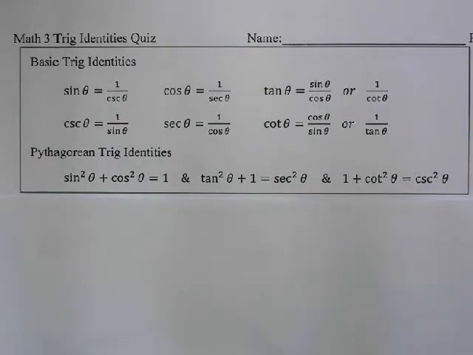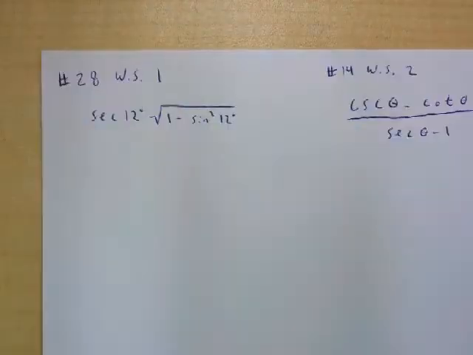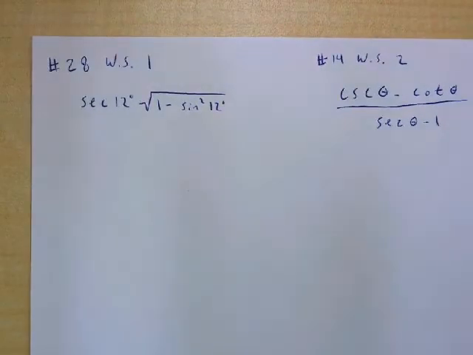We just need to know what we're substituting in. We'll look at a few hints. But also keep in mind, sometimes we don't know exactly what direction we want to go, and maybe we just need to try something and see if it works. So we'll take a look at a couple problems, starting with worksheet number 1, problem number 28. We've got secant 12 degrees times the square root of 1 minus sine squared of 12 degrees.